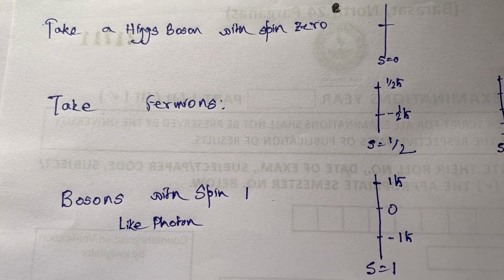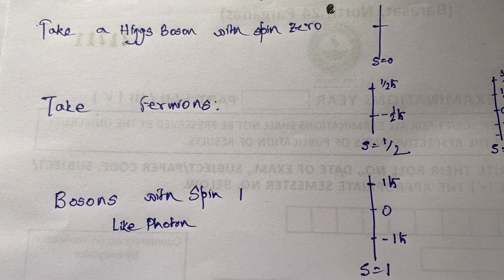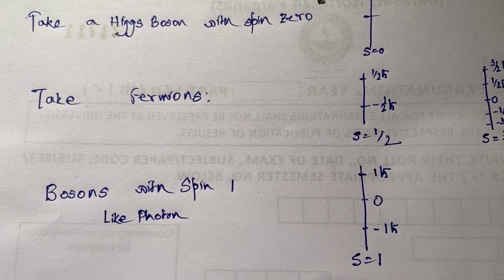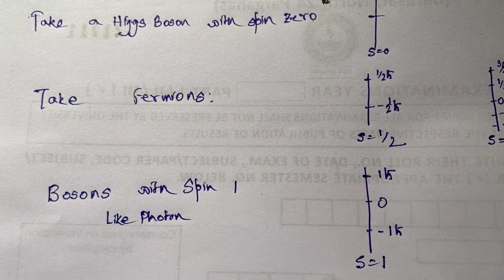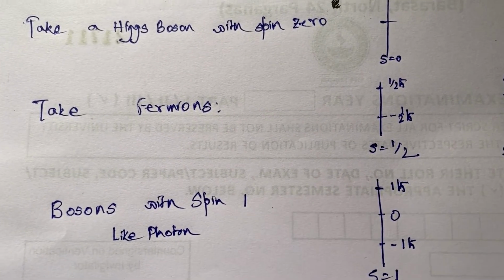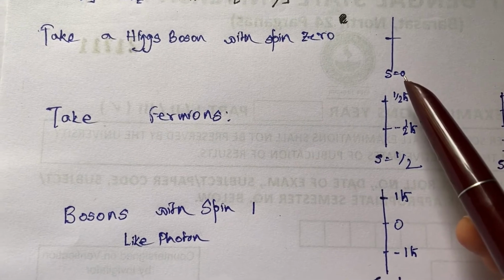Because if the spin value is 0, then we will get the total number of states, which is equal to twice s plus 1. So if I put s equal to 0, twice s plus 1 becomes 1. So for the Higgs boson, I will have just a single state.